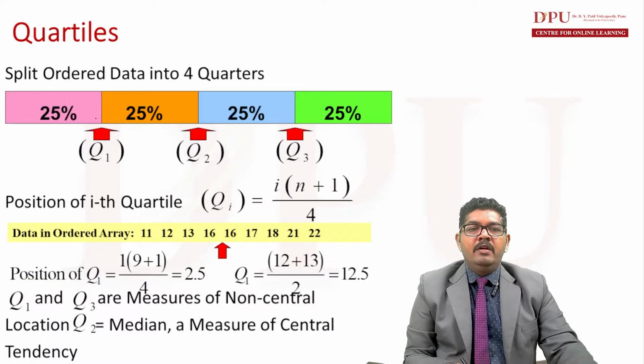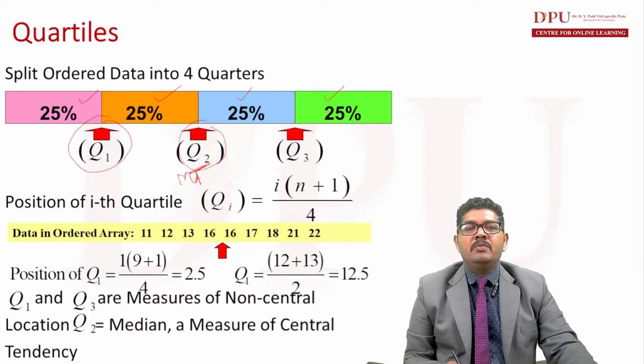So when we divide the data into 4 quarters, 1, 2, 3 and 4, the value at the interface of first and second quarter, that is this particular value, is the Q1 value. The value at the interface of second and third quartile is the Q2 value. This Q2 value divides the entire data into 2 equal halves, 50% of the data on the right hand side and 50% data on the left hand side, and that's why this Q2 is nothing but median. So these are the positional averages, quartiles. We are discussing dispersion, but we are going to calculate dispersion based upon these quartiles.